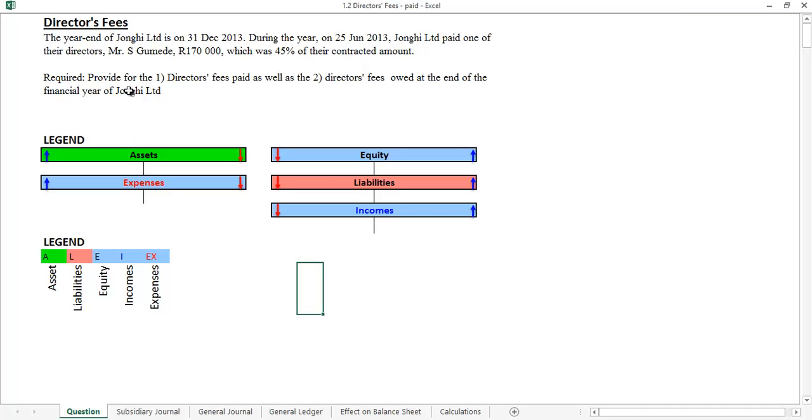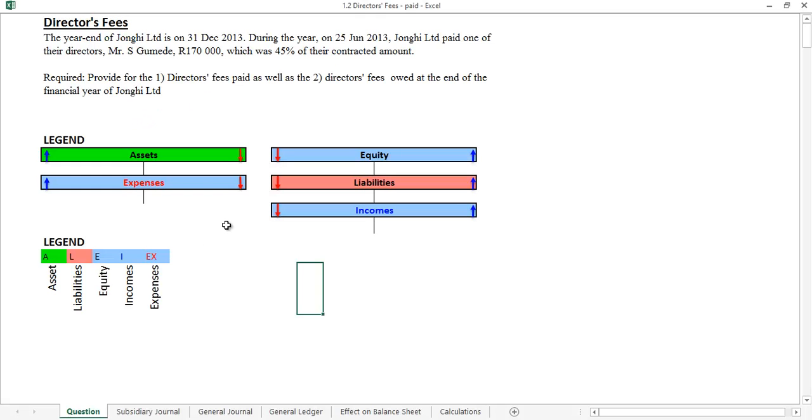So we are required to provide for the director's fees paid as well as the director's fees owed at the end of the year, because obviously he's been paid 170,000 Rand, but he's still owed the remaining 55%. So in this example, we're just going to look at the 45%, and there will be another video explaining how to calculate the 55% and to account for that. But for now, let's identify our two accounts like we always do, because every transaction affects two accounts.